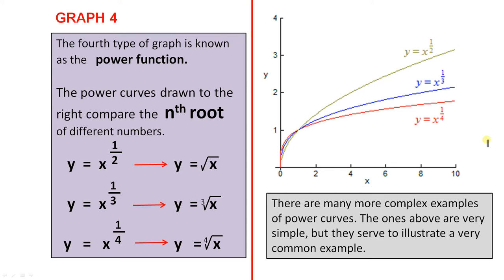Graph 4. The fourth type of graph is known as the power function. The power curves drawn to the right compare the nth root of different numbers. So for this curve here, y equals x to the power of a half, which is the same as y equals the square root of x.